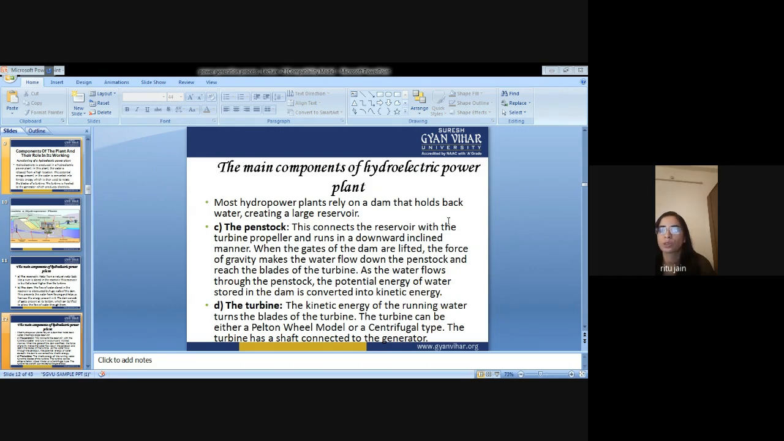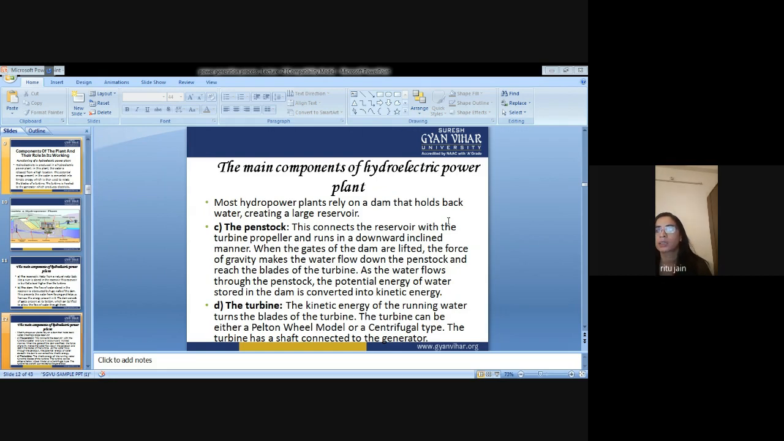The penstock. This connects the reservoir with the turbine propeller and runs in a downward inclined manner. When the gates of the dam are lifted, the force of gravity makes the water flow down, and the water reaches the blades of the turbine. As the water flows through the penstock, the potential energy of water stored in the dam is converted into kinetic energy. Next is your turbine.